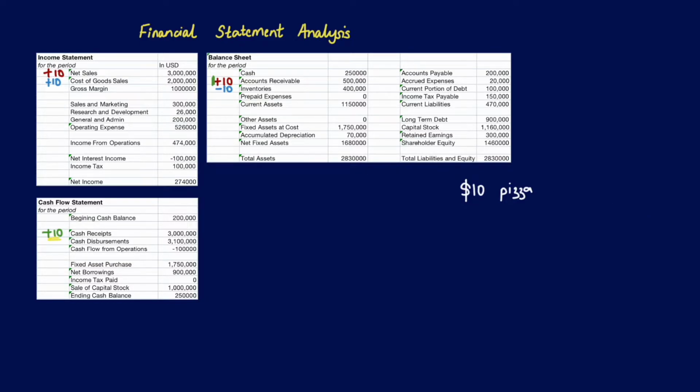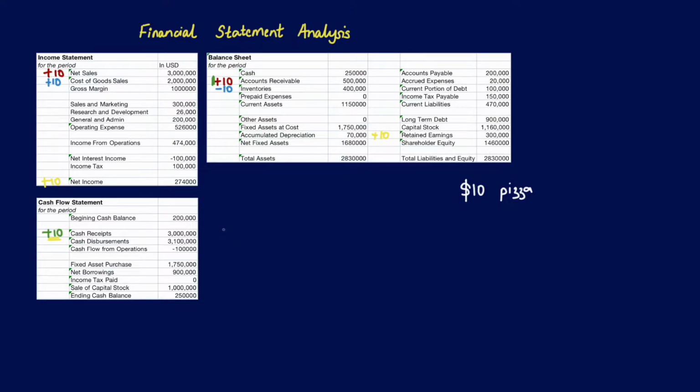This would again translate back into your retained earnings. So you've got an additional 10. Your business has made an additional $10 profit, and it also goes in to your shareholder equity. So you've got an additional 10 coming in to your retained earnings and your shareholders equity.